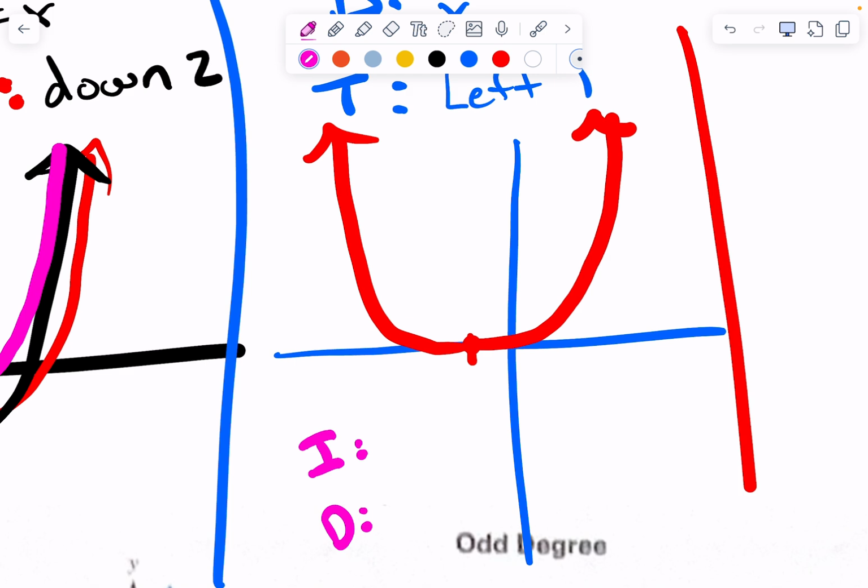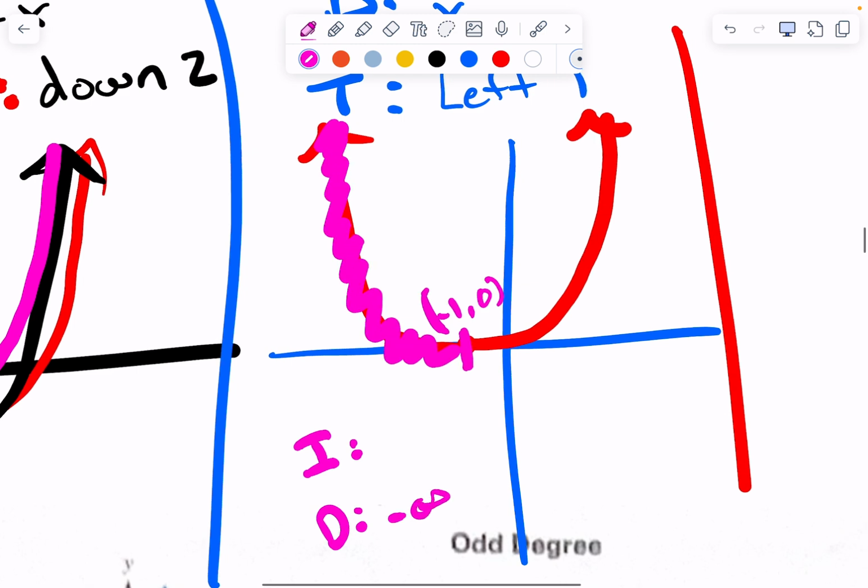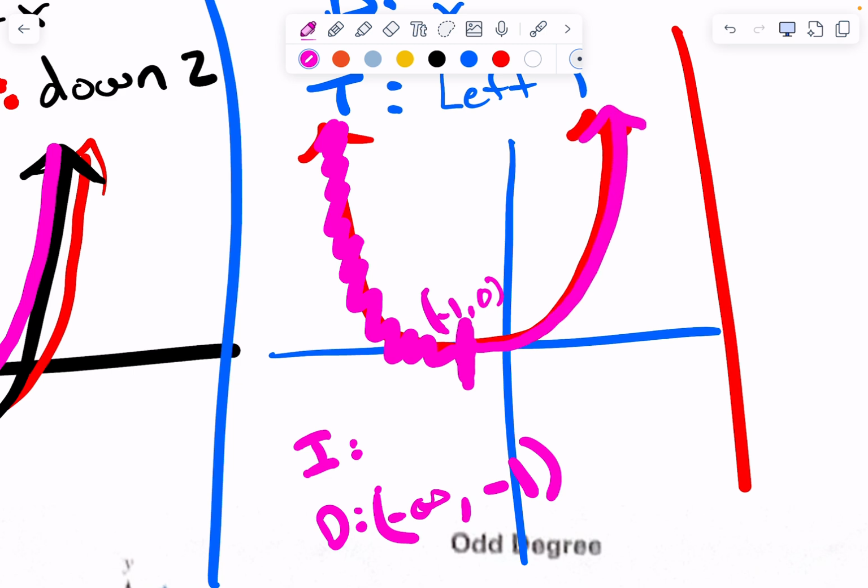Okay, the second one, increasing and decreasing. This point right here, we want left 1, by the way, so this is at negative 1 comma 0. So he is doing what first? Decreasing. He's going downhill first, from negative infinity until he gets to negative 1, because we're going by x coordinates, right? And then as soon as he gets to negative 1 on the x-axis, he turns around and he is increasing from negative 1 to infinity.